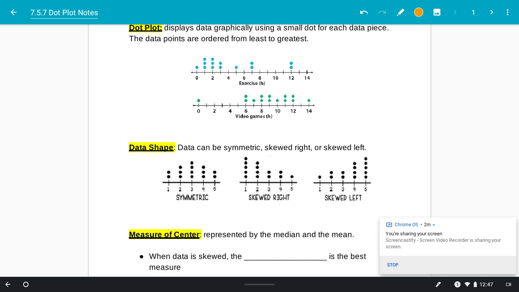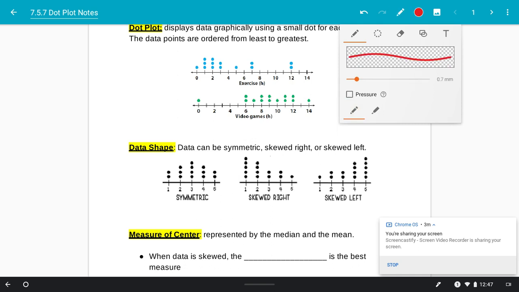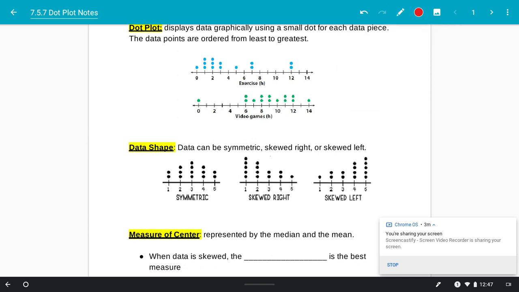So data shape comes in 3 different forms. We can have data that is symmetric. And so we see in this first graph that we have kind of an equal spread on both the left and the right here. So we have this symmetric shape, or symmetry about that center.